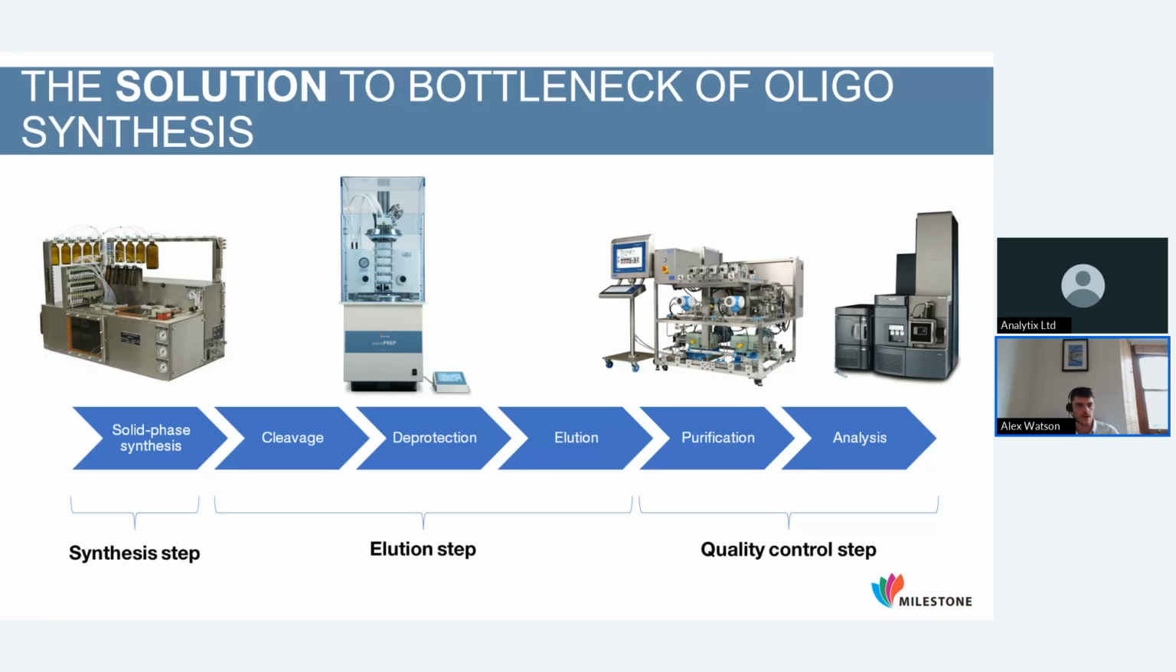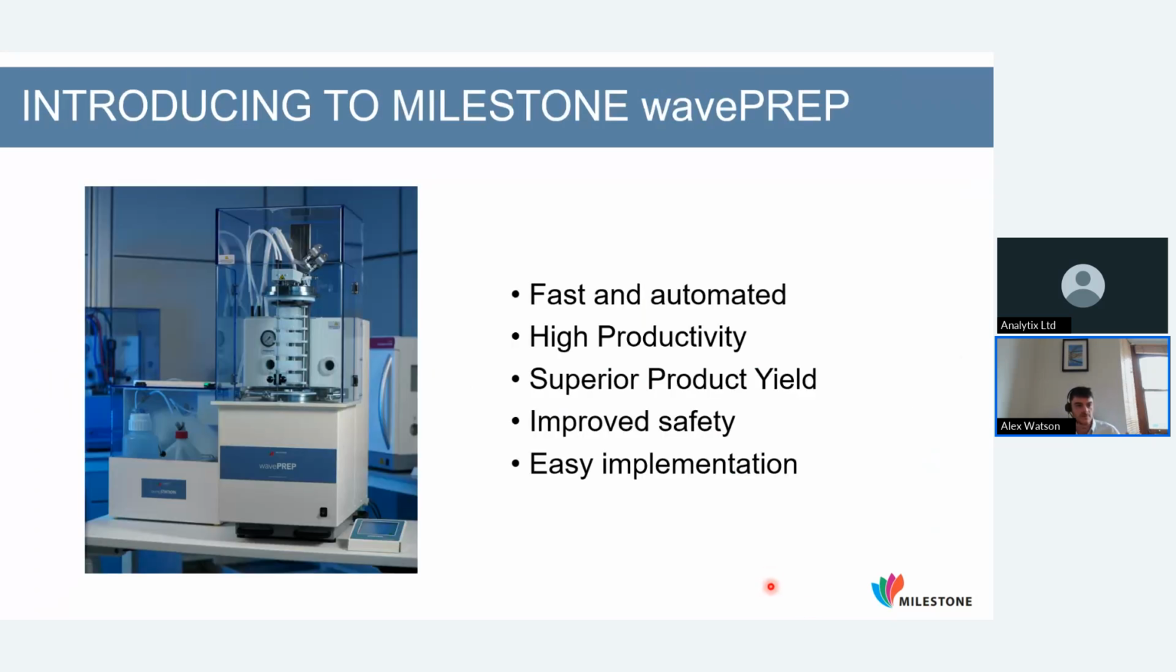I've now just got a couple of the aims for the system. So when Milestone were looking to design this, they spotted this gap in the workflow, and they came up with a few aims for what they want WavePrep to be able to deliver to the lab. So they want it to be fast and automated cleavage and deprotection. They want it to have really high productivity with superior product yield and quality. They want to revolutionize the safety aspect of it, move away from exposure to ammonia vapors. And they also want to make it really easy to implement.